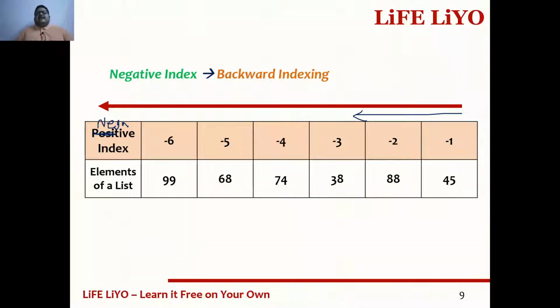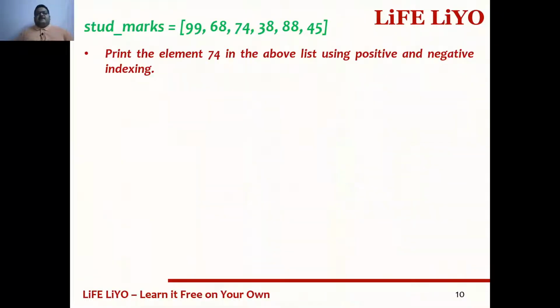That is, the last element in the list will be given as minus 1. Before that one, it is minus 2, up to the first element. The first element is nothing but the index value of minus length. If the length of the list is 6, then the first element's index is minus 6. So, print the 74 in the above list using positive and negative indexing.